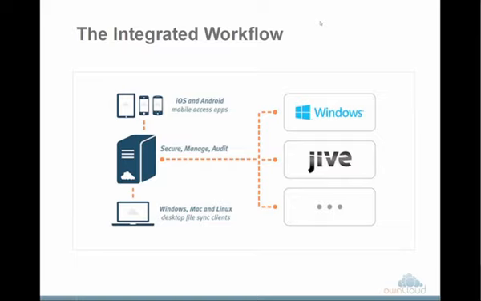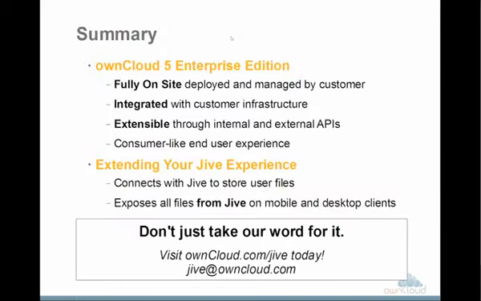So really, just to close this one up very quickly, OwnCloud 5, the Enterprise Edition, fully on site. We talked about this, right? It's typically deployed next to Jive and connects using the REST APIs to do this Jive integration. It's integrated with the customer infrastructure, i.e. Active Directory LDAP for authentication. It could be SAML for authentication, OAuth for authentication, or out of the box, it's basic auth.